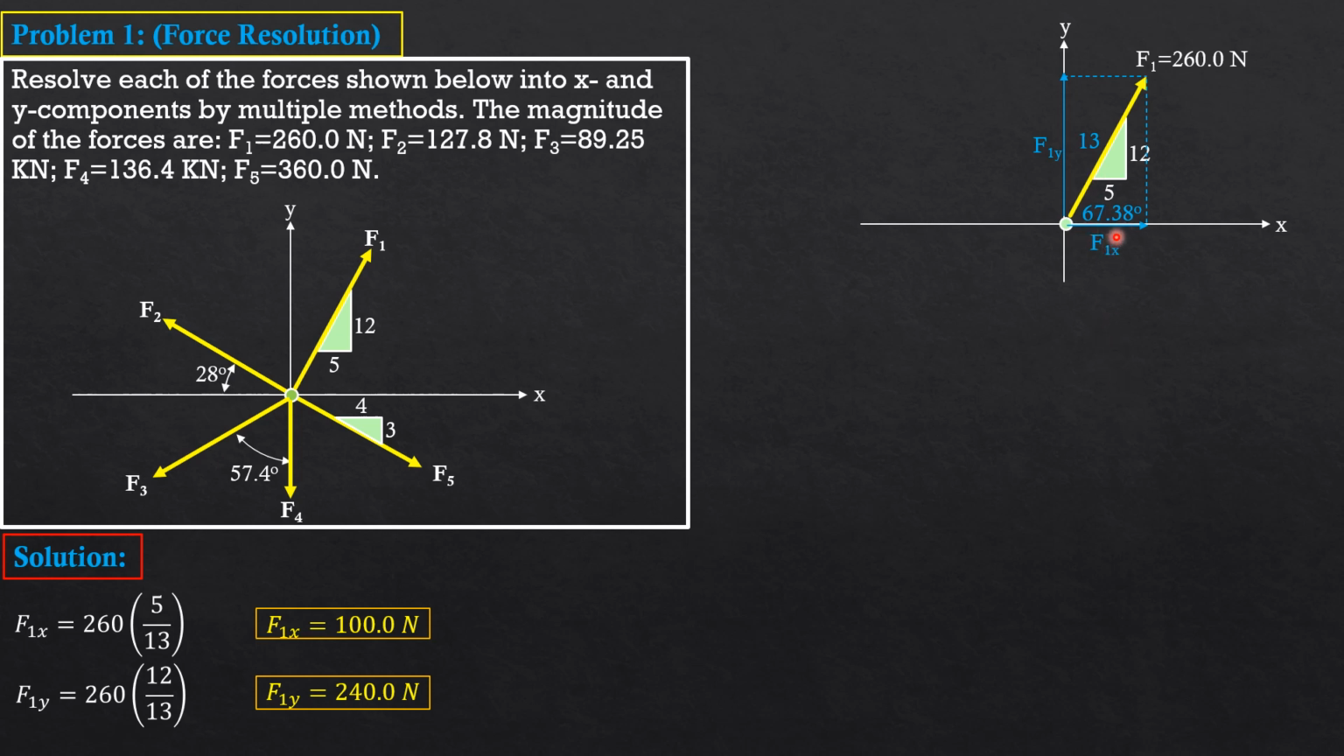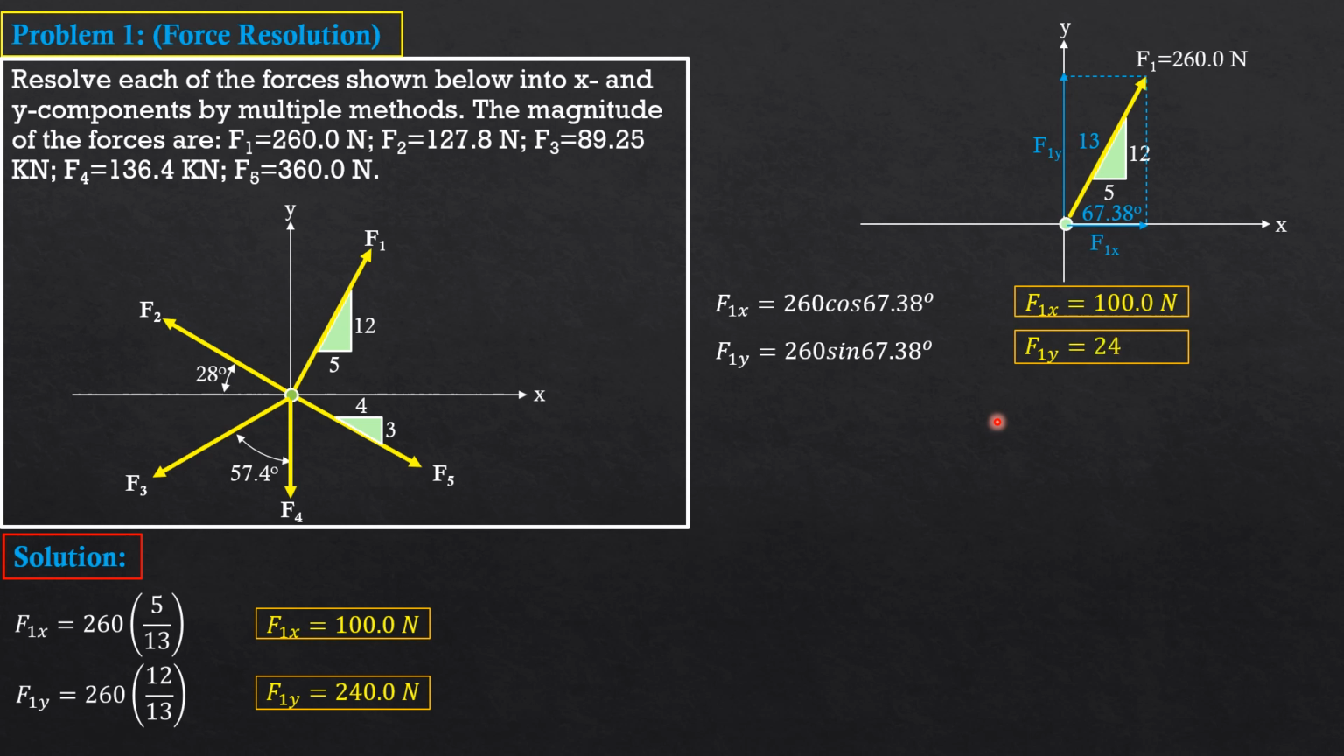So therefore, the x component, F1x, is magnitude of the force cosine of that angle. So F1x is 260 cosine of 67.38 degrees. So F1x is 100.0 newtons. F1y is 260 sine of 67.38. So that's the advantage because we don't need to think of the sign of the component or components. So it is also equal to 240.0 newtons.